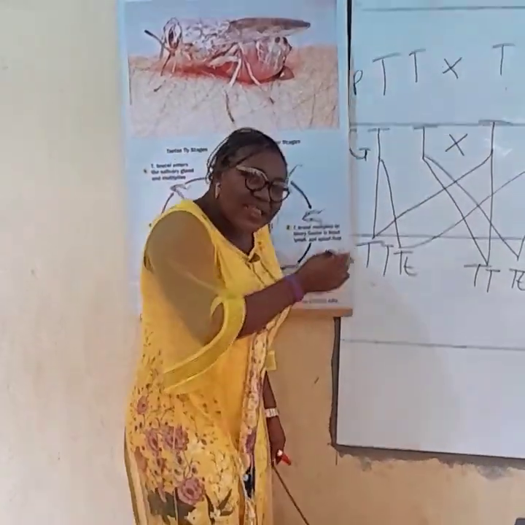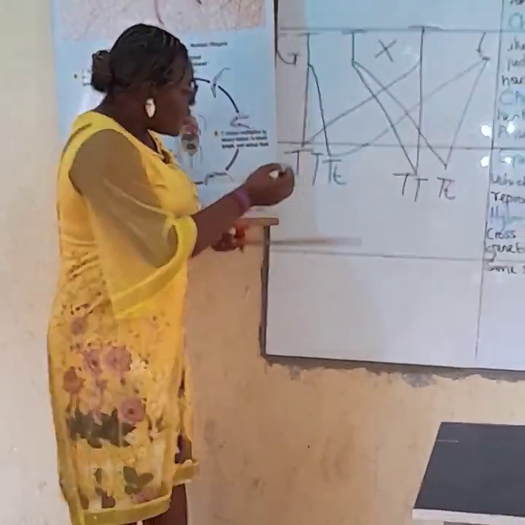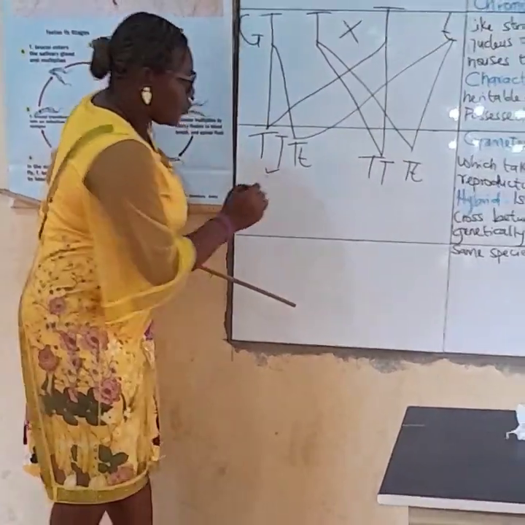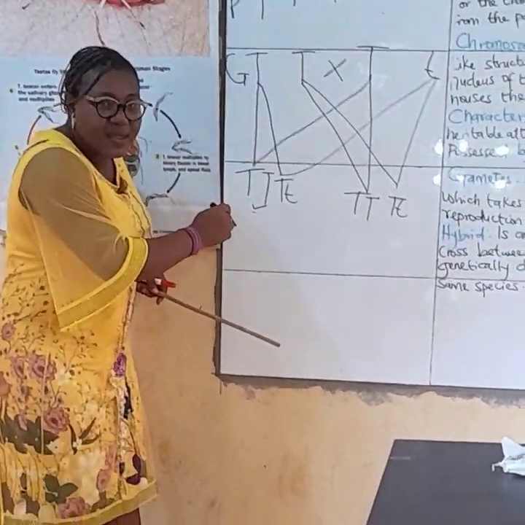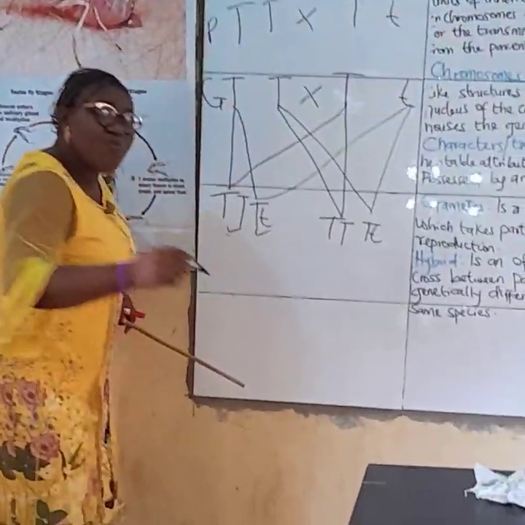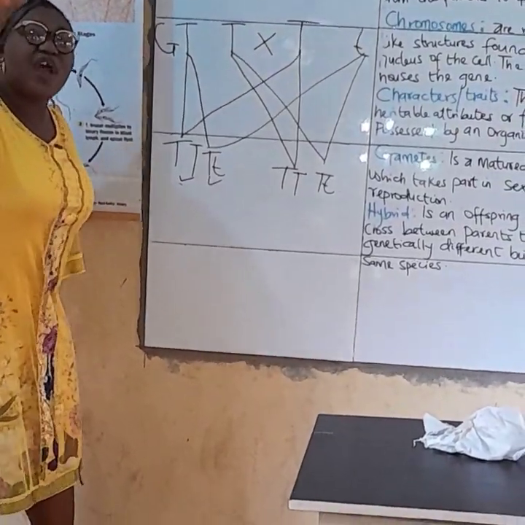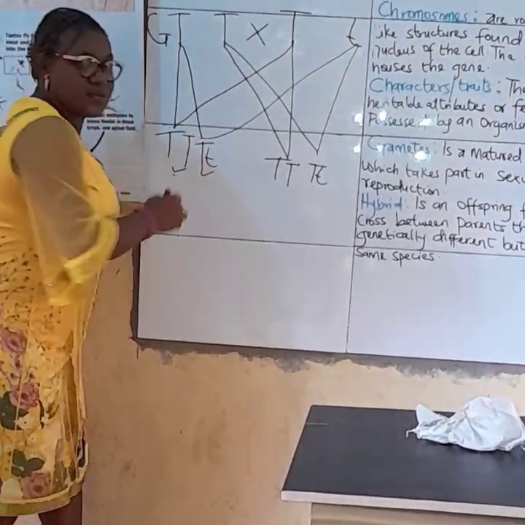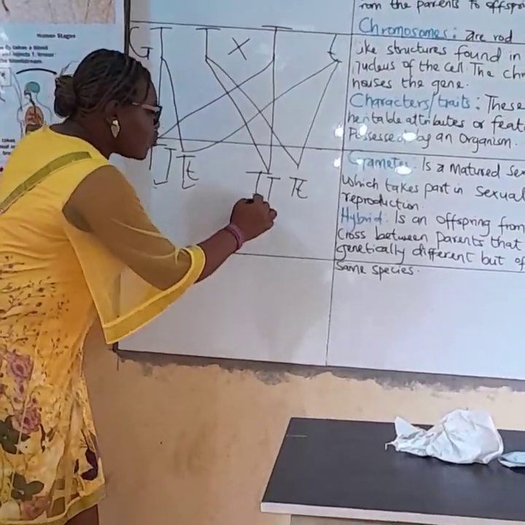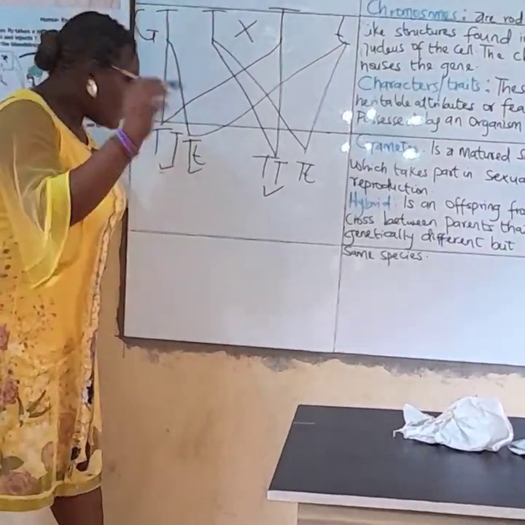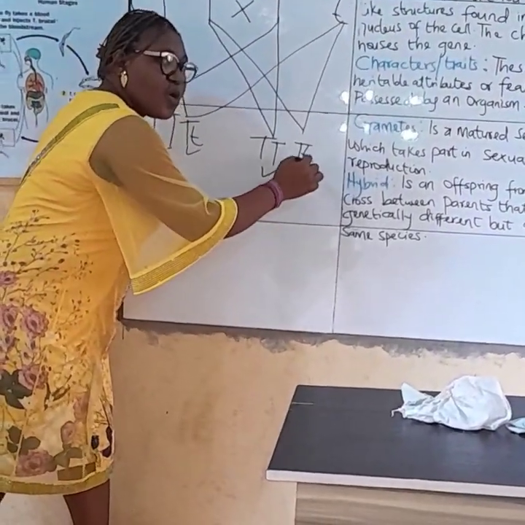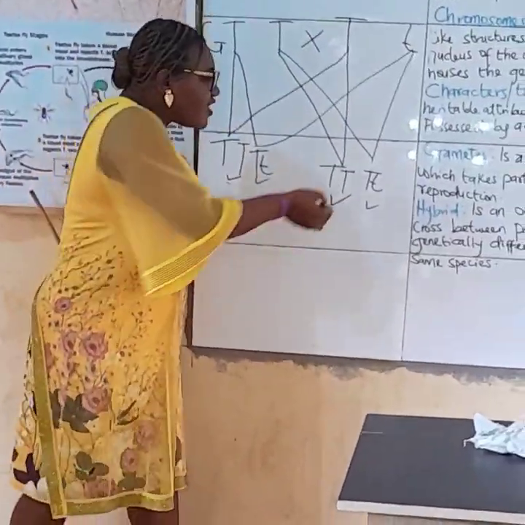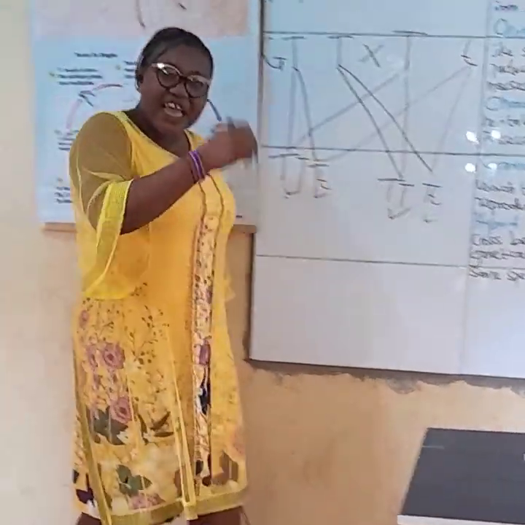So now looking at the board, this person is tall. Capital T is there. This person is tall, in as much that we know that there is a trace of shortness in it. This person is also tall, and this person is also tall, in as much that we know there is a trace of shortness in them.